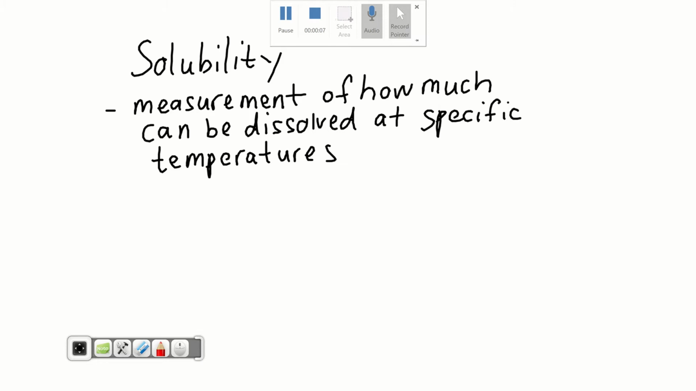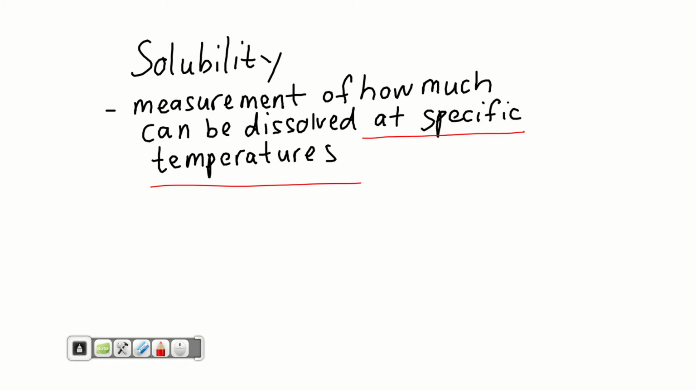So we're going to be focusing on the property of solubility of a solution. We're going to be looking at some solubility curves and giving some basically more descriptions of solutions. So it's a bit of terminology we want to handle. So we got the basic definition of solubility right here. Solubility is the measurement of how much can be dissolved, and this is at specific temperatures.